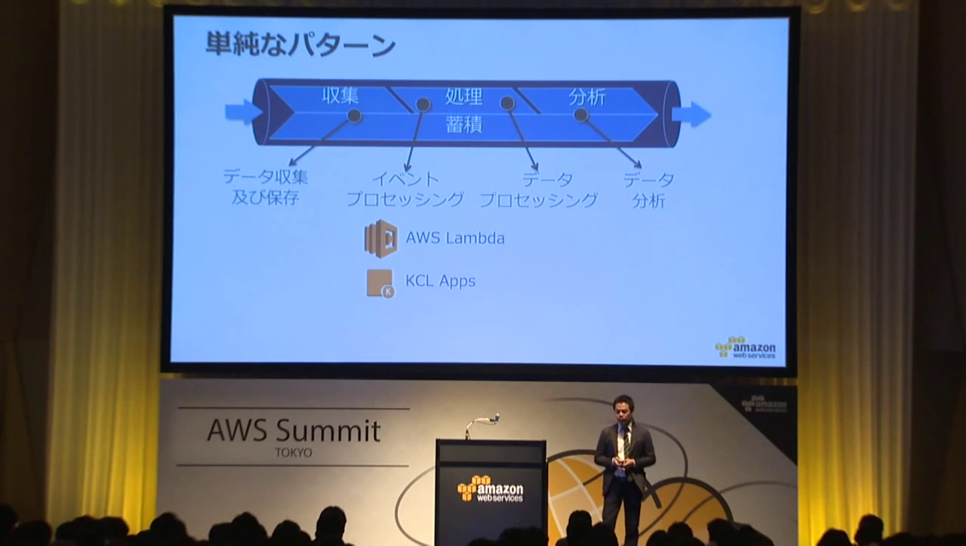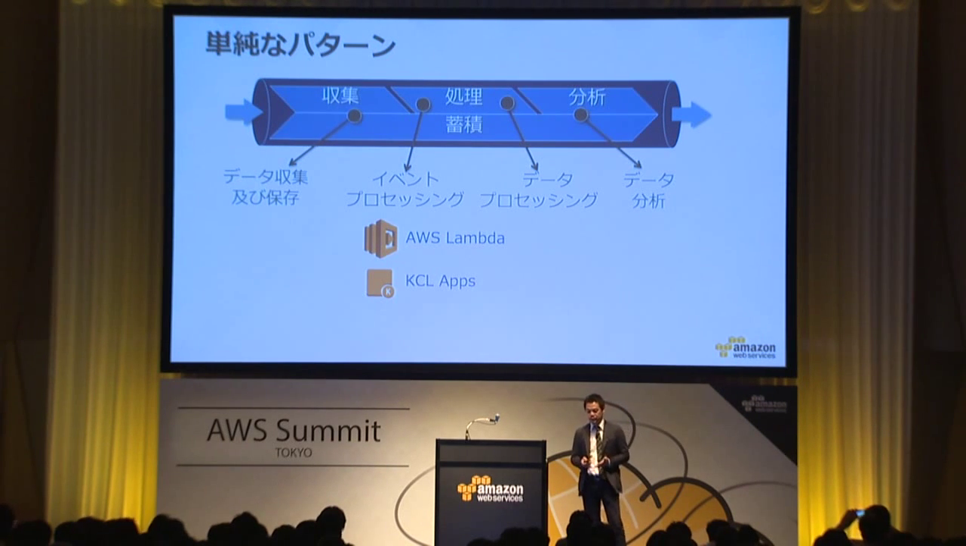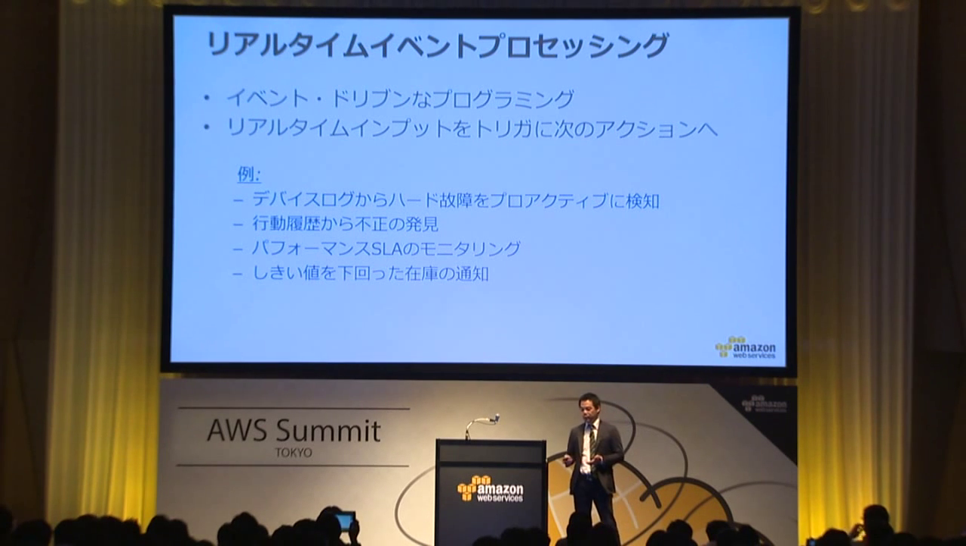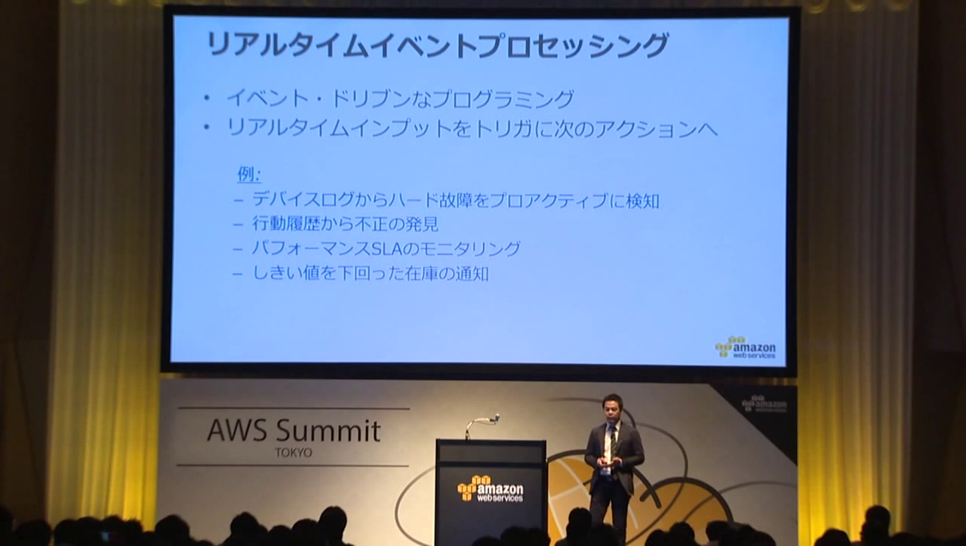Next is about event processing. I'm sure you know quite well about this. It's about Lambda or KCL apps. We would be using Lambda or KCL apps for real-time event processing. That's event-driven programming. Real-time input becomes a trigger that leads to the next action.